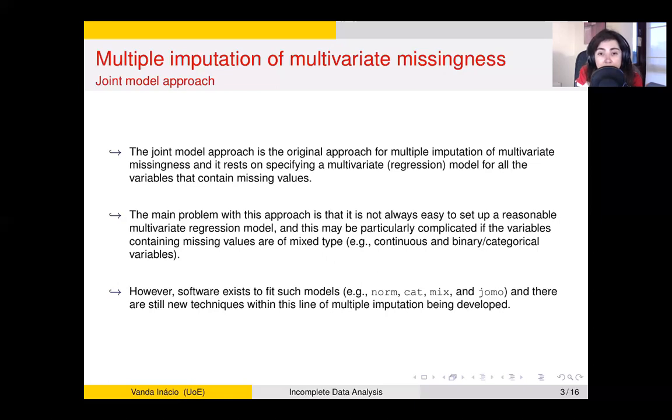And I leave the reference to some software that implements this joint model approach in case you want to investigate. There are these three, at least there are more. Norm is the original one. It was proposed by Schafer, and I think it's implicit in the name. It rests on a multivariate normal distribution. Then cat is for categorical variables, mix is for mixed types, and then there is this JOMO. And there are more. These are, I think, the most popular ones.